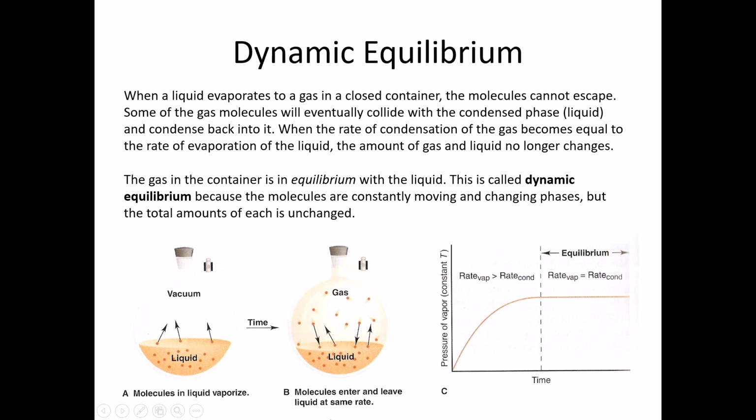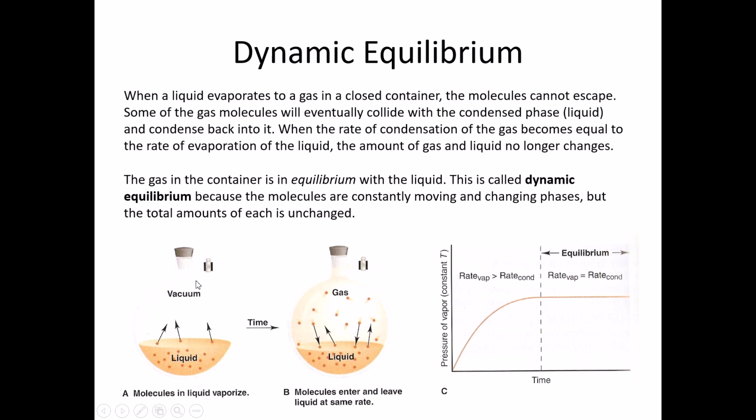So if we think about having a flask that has a stopper on it, we have some amount of a liquid inside the flask, but no gas. So it says vacuum, so all the gas has been removed. Since there is no gas molecules, the only thing that can happen is vaporization. So our liquid molecules begin to vaporize, and some of the liquid molecules become gas.